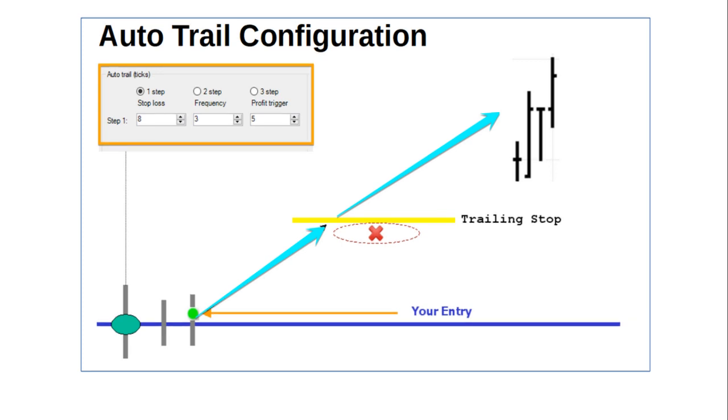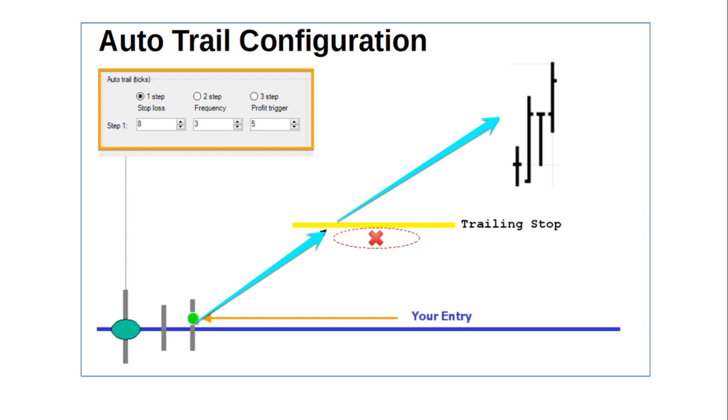All right, so what I'm going to show you here is a nifty way to do an auto trail configuration on your ATM setup. The first thing we'll do is talk about the premise of it and how it works and how to set it up. And then I'm going to show you 2 examples of how to use it.